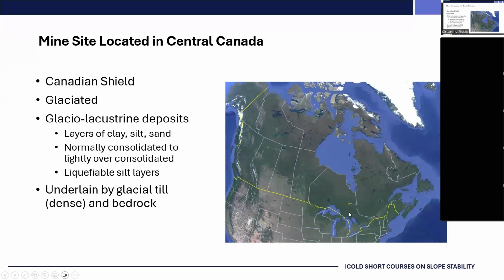But when the glaciers retreated, they left behind layered deposits of clays, silts, and sands that are normally consolidated to lightly over-consolidated and liquefiable. So even though many parts of Canada have been glaciated and we have really good tills in the foundation of our dams, there are many areas as well that have these packages of glacial lacustrine deposits which have liquefiable zones within them, which causes grief.